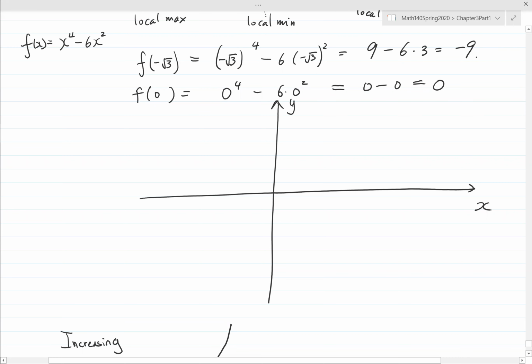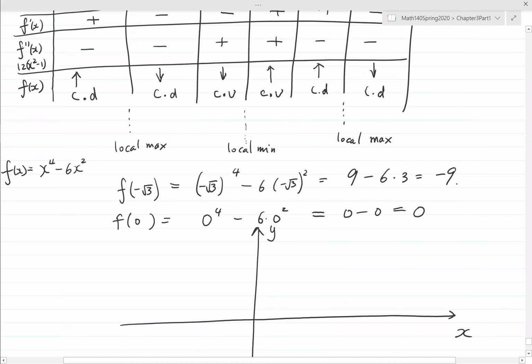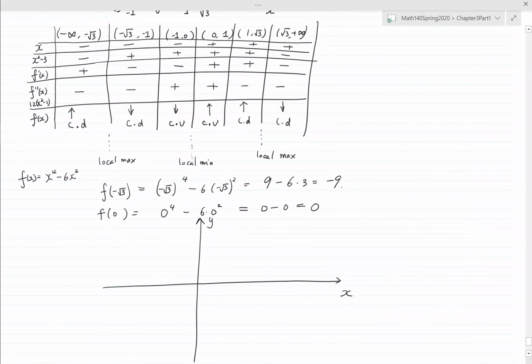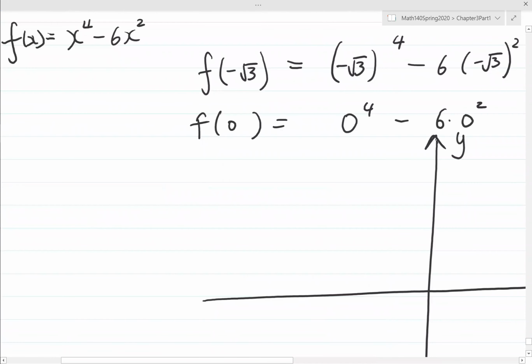This is the x, this is the y. Okay, remember the interval notation. Let's do the interval notation. Let's plot, for instance, just the negative part.